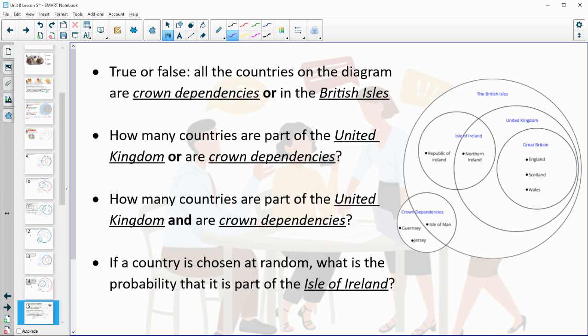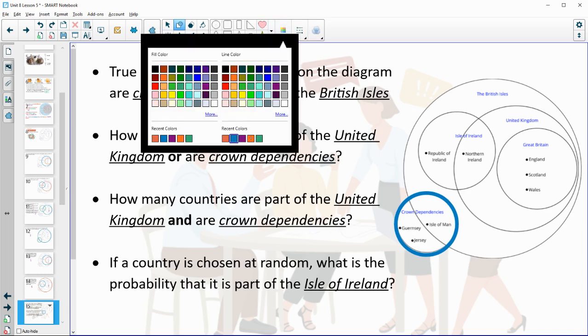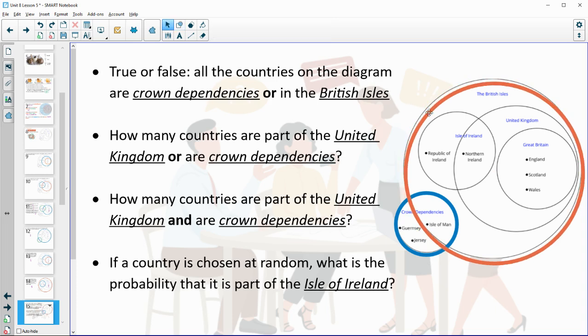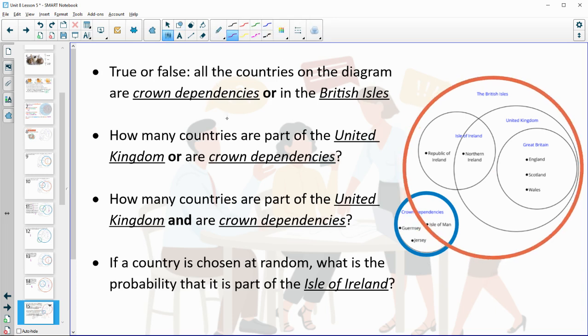All right, so based on that activity, let's go ahead and answer these 4 questions. True or false, all the countries on the diagram are either part of the crown dependencies or they're part of the British Isles. So there's the crown dependency, and then the British Isles is here. Does that cover all of the countries in this diagram? It does. So this is true.